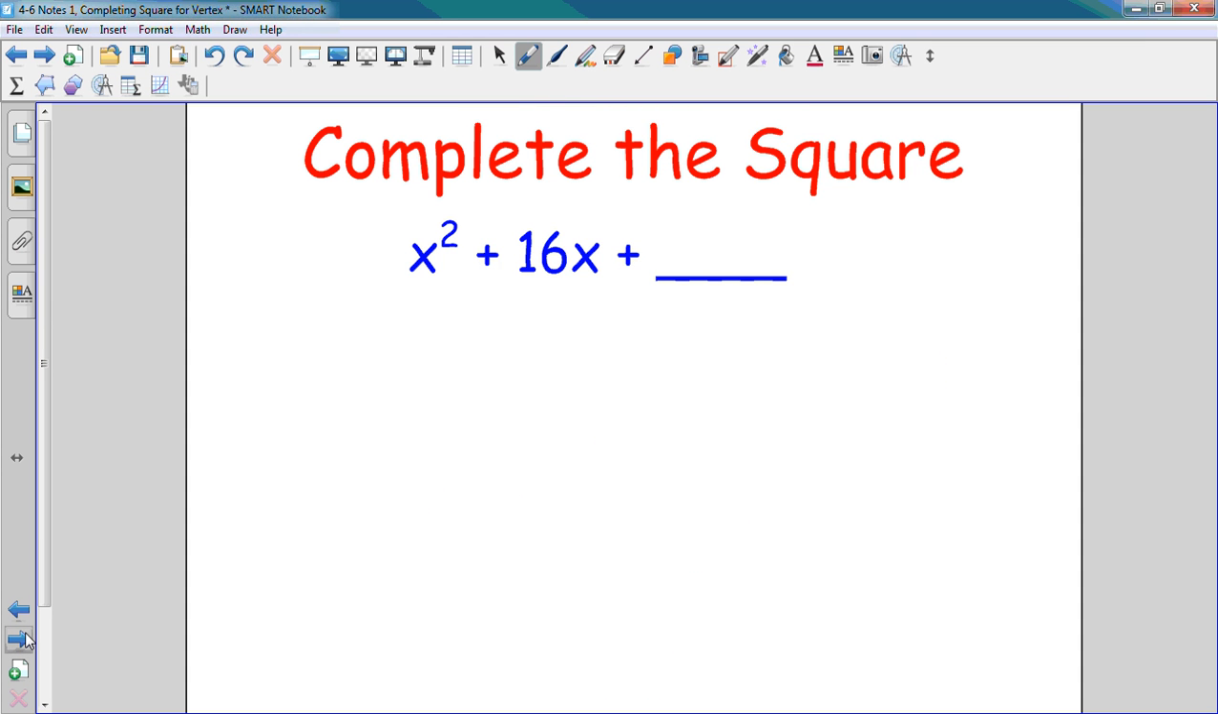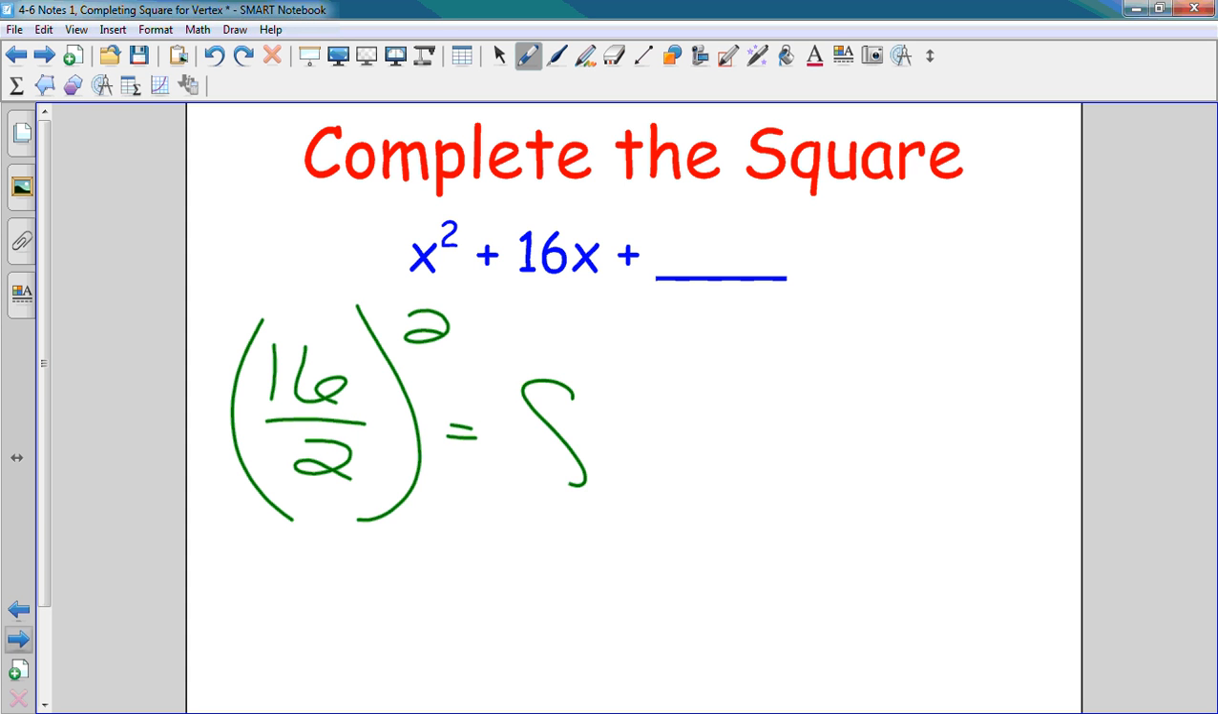Now, complete the square. If I have x squared plus 16x plus blank, how do I get that third term? How do I get that constant term? What do I have to do? 16 divided by 2 squared. Well, that gives me 8 squared, which gives me 64.